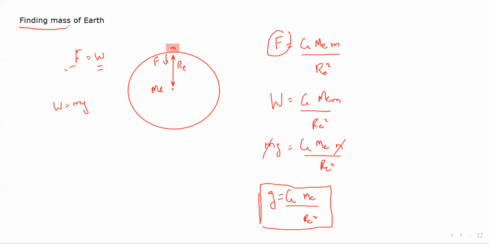focus is to find the mass of the Earth. So how can we find the mass of the Earth? If I need the mass of Earth, that is our subject. So the mass of the Earth is equal to gravity multiplied by radius of Earth square divided by the gravitational constant. So this is the formula which we will use to find the mass of the Earth. Is it clear?